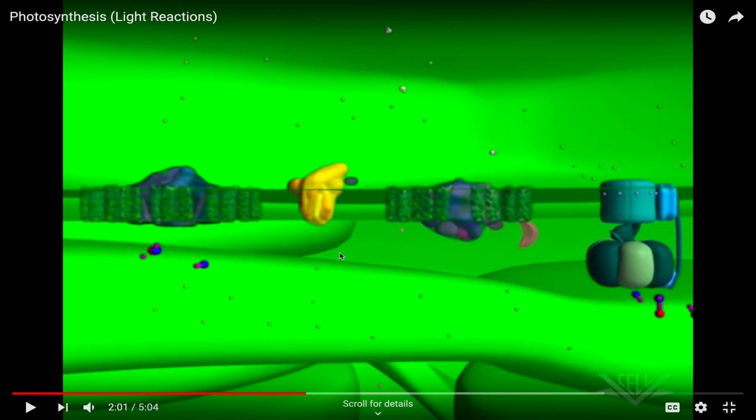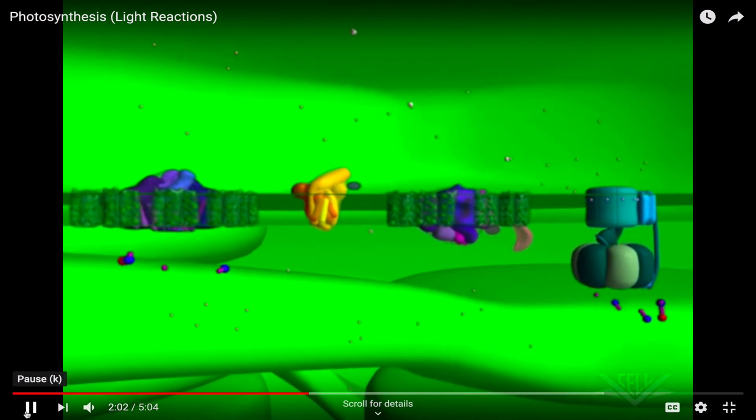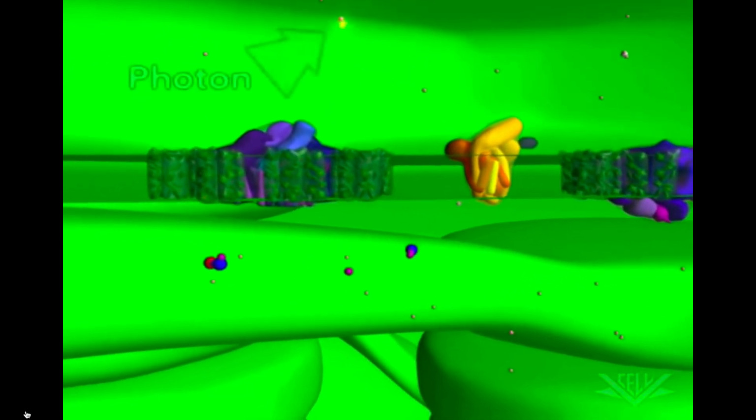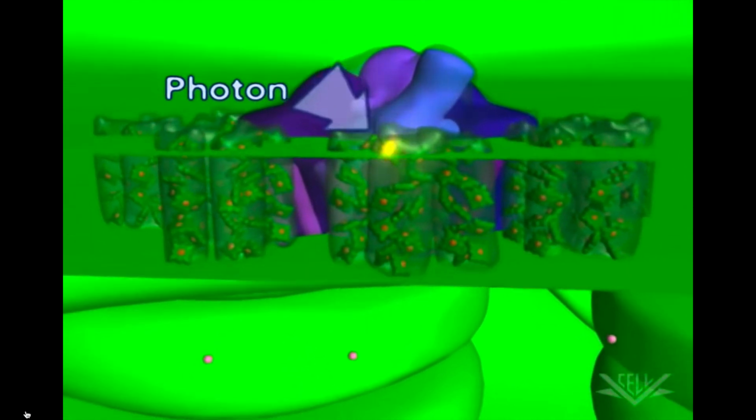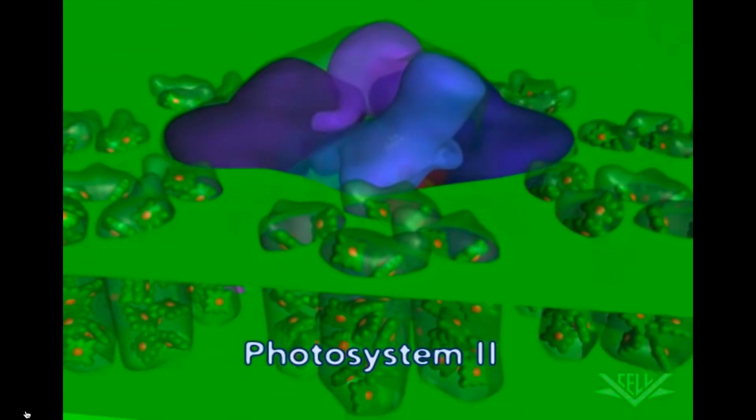Just really quick, notice that this is going to be where we have the lumen here, and then the outside space here where the ATP is produced and the NADPH is going to be produced as well. This is going to be the stroma area. Protein complexes and mobile electron carriers. First, a photon of light hits a chlorophyll molecule surrounding the photosystem II complex. This creates resonance energy that is transferred through neighboring chlorophyll molecules.